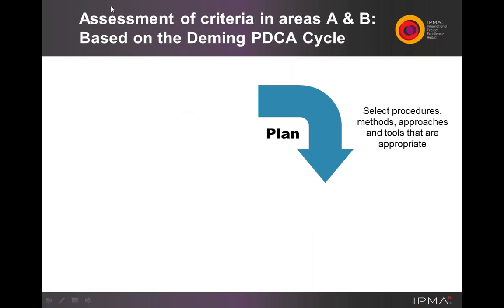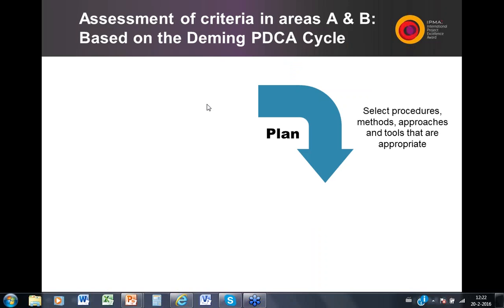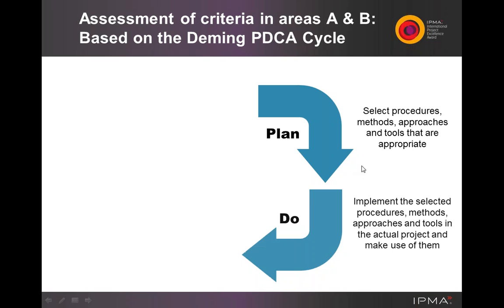If you look at the basis of this model, as is usual in all quality-based models, the areas A and B are also assessed on the basis of the Deming circle. So when assessing the sub-criteria, we're looking, is there a plan? Has the project or the project leaders selected procedures, methods, approaches and tools that are appropriate for the project in order for it to reach its project goals? Now, have they implemented the selected procedures, methods, approaches and tools and made use of them? So did they only plan it, or have they actually done what they planned to do?